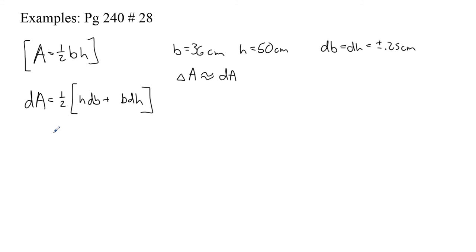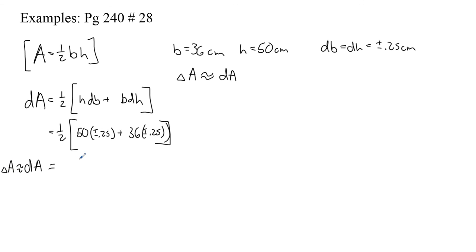So my approximate change in the area. Well, let's see here. I have my half out front. I know that my actual h is 50, and the possible change in length, and again, this is error in measurement, could be as small as minus 0.25 and as big as 0.25. And so plus or minus 0.25, plus, and then h was 50, so b is 36. And again, the possible change in height could be plus or minus 0.25. And so when I multiply that all out, I get a value for dA, and we're saying that that's approximately equal to our change in A.